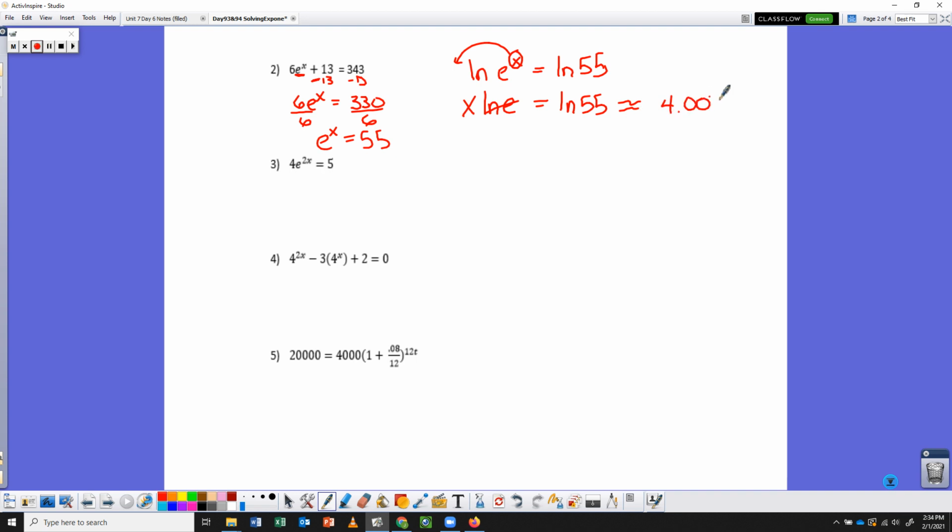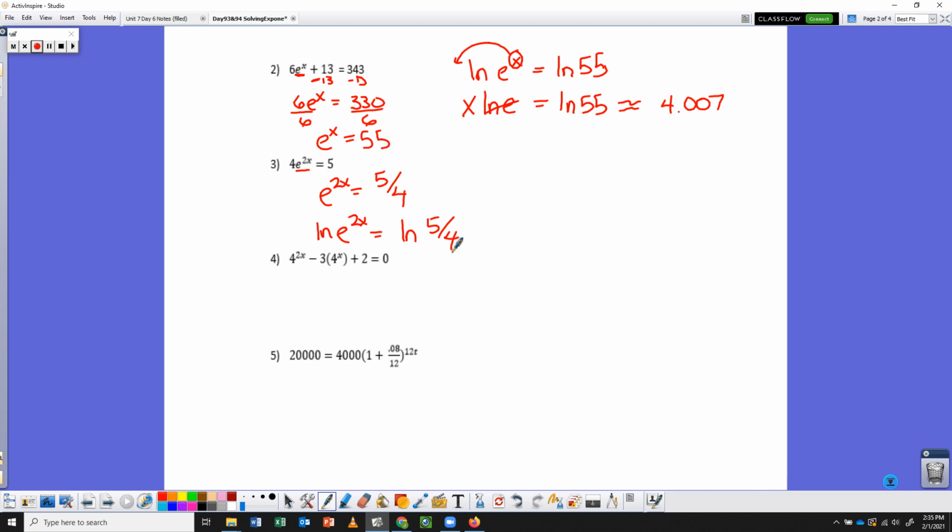Okay, third example. Again, we have our exponential. It's e to the 2x, and you're going to have to divide both sides by 4. So e to the 2x equals 5/4. And you now want to take the log on both sides. I'm going to choose to use common log here. I'm sorry, natural log. I'm going to use natural log because my base was e.